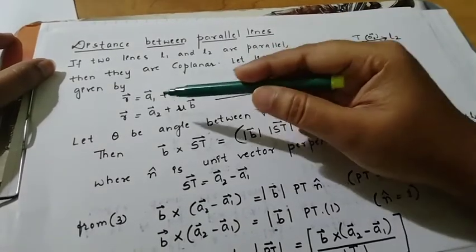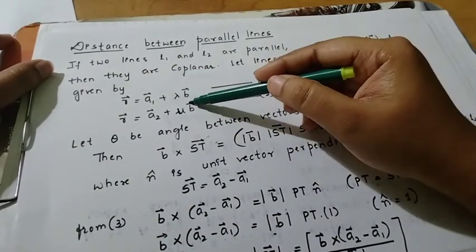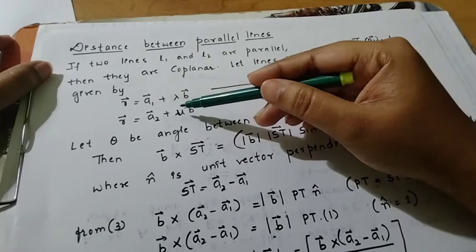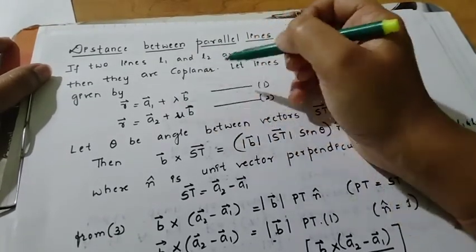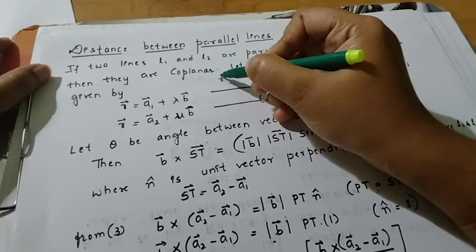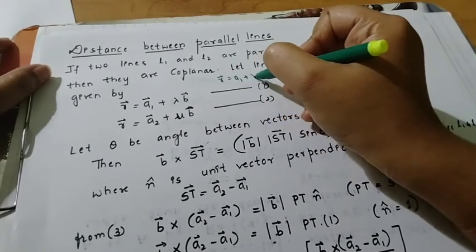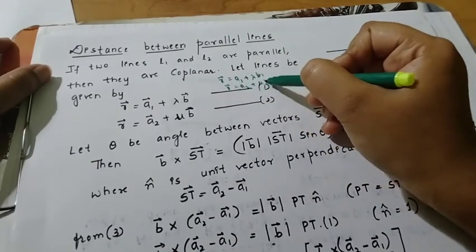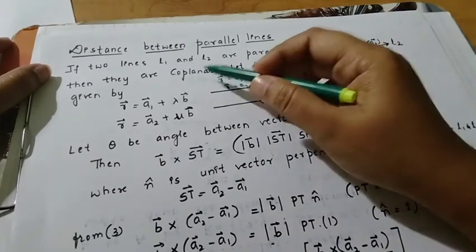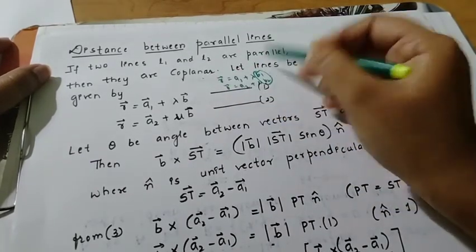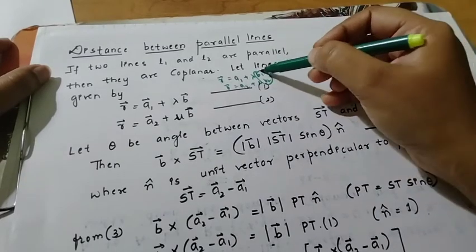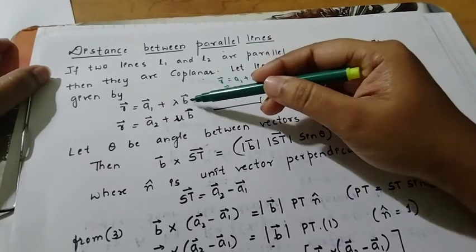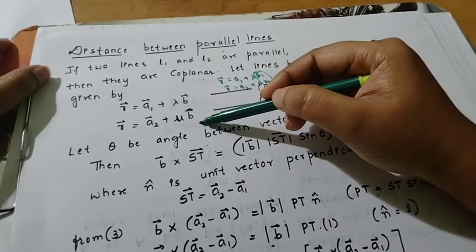Then the two equations are given by r = a1 + lambda b and r = a2 + lambda b. Previously, in the distance between two skew lines, we had r = a1 + lambda b1 and r = a2 + mu b2. b1 and b2 were different because the lines were not coplanar and not parallel, that is what skew lines are. In skew lines the two values b1, b2 are different, but in parallel lines both are the same. The vector b will be the same.